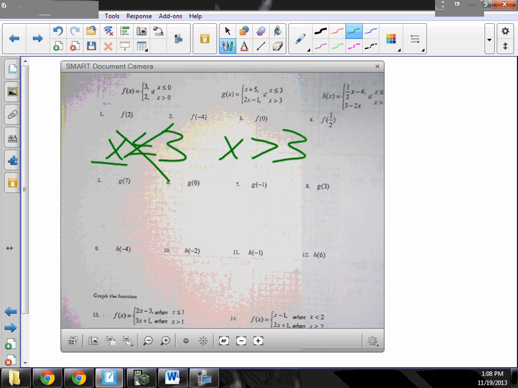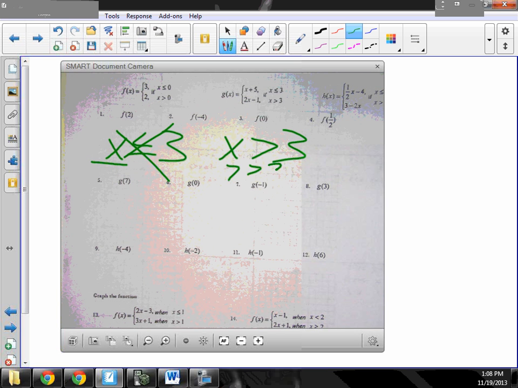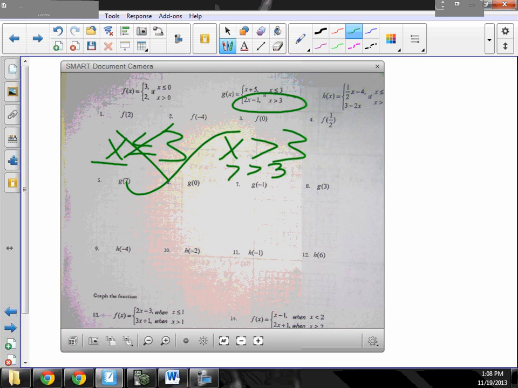Yes? Uh-oh, I got lots of blank stares. Does that not make sense? Cheyenne, you all right? Okay. So 7 is bigger than 3, so this is the function I use. So now I plug the 7 in for x. 14 minus 1 is 13.